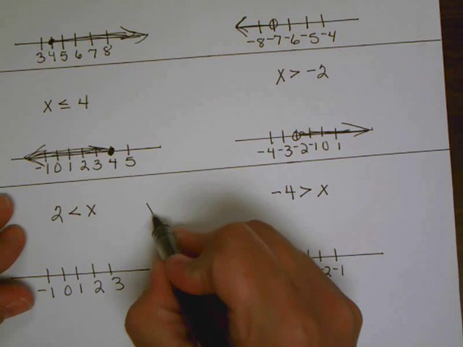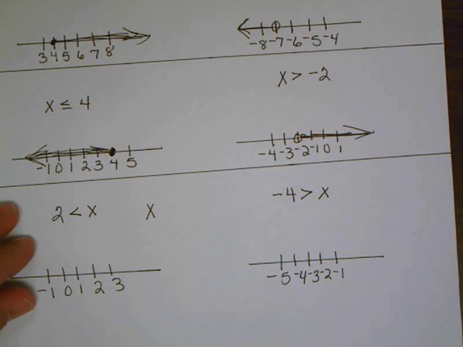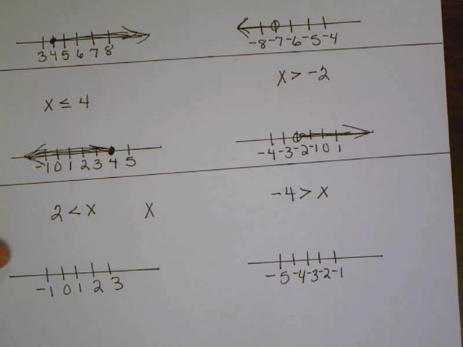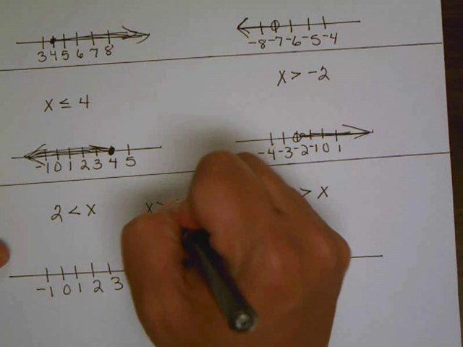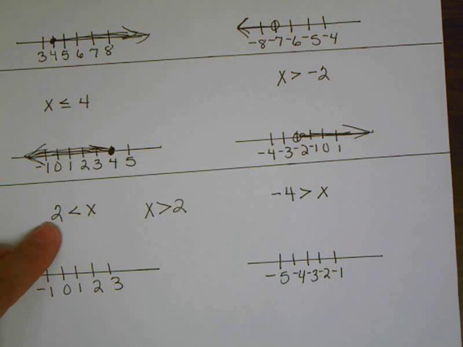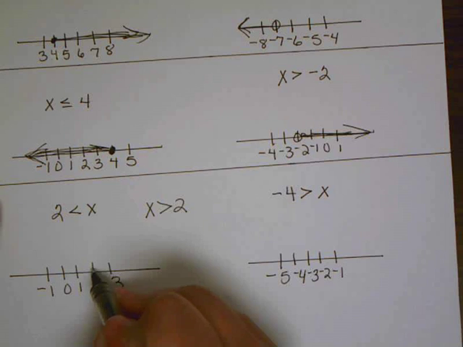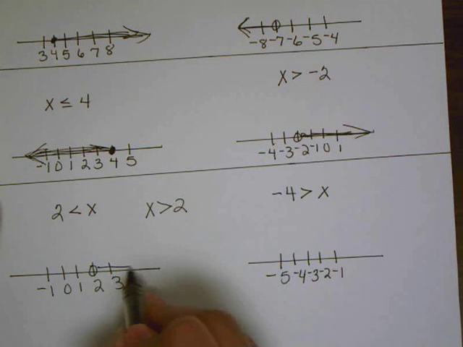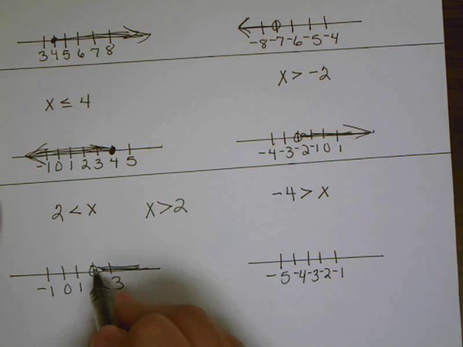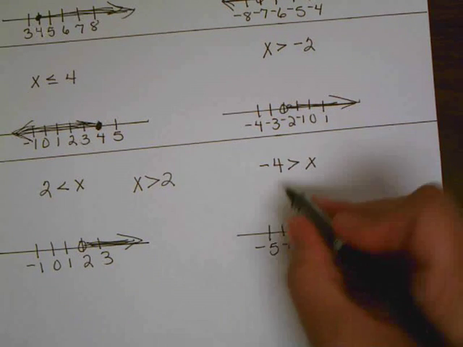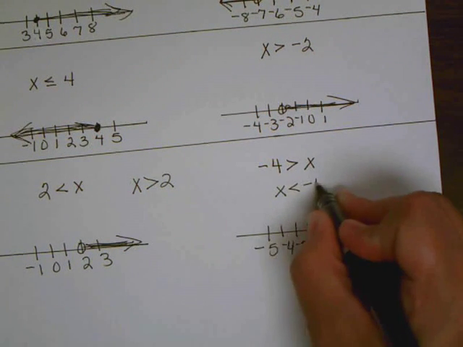Now if your variable is not on the left-hand side, you need to reverse your inequality symbol because what you're graphing is the solutions for the variable. If 2 is less than x, that means x has to be greater than 2. See, this says 2 is less than x. Therefore, x is greater than 2, so it's an open circle, and it goes to the right because greater are numbers on the right side of the number line.